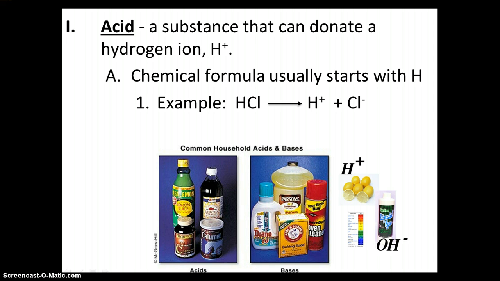An acid is a substance that can donate a hydrogen ion, which we sometimes write as H+. Please highlight this definition. It's very important. A chemical formula usually starts with capital H for hydrogen. An example, HCl usually represents an acid because it starts with an H in the front. HCl is hydrochloric acid. HCl is broken down into 2 parts, the hydrogen part, which makes it acidic, and the chlorine part, which is the other part of the formula.